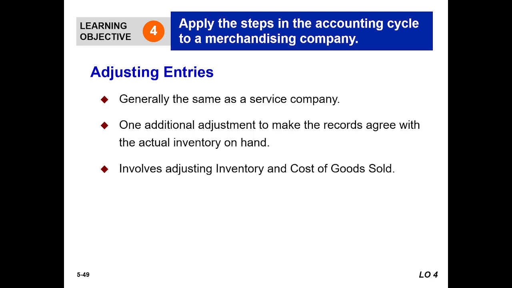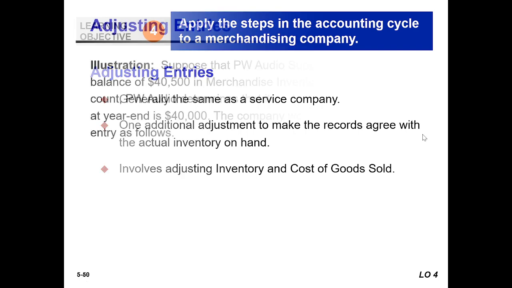We know that we have an accounting cycle, and in this accounting cycle we have some points. This is adjusting entries, one point of the accounting cycle. Generally it is the same as a service company. Number two, one additional adjustment here: the actual inventory on hand. How much inventory is on hand? We just need to record this. Number three, it involves adjusting inventory and cost of goods sold.